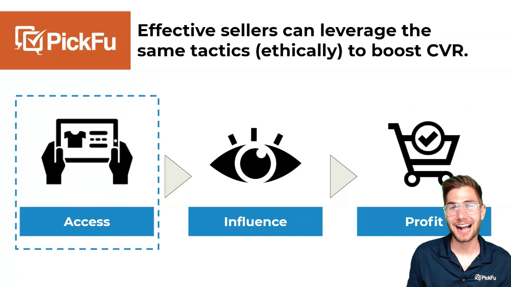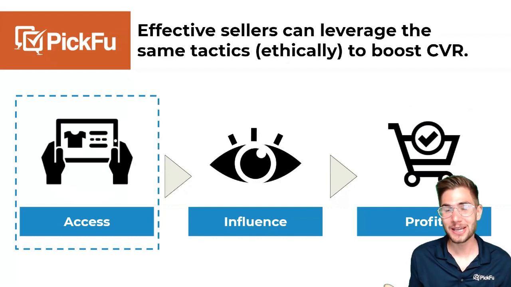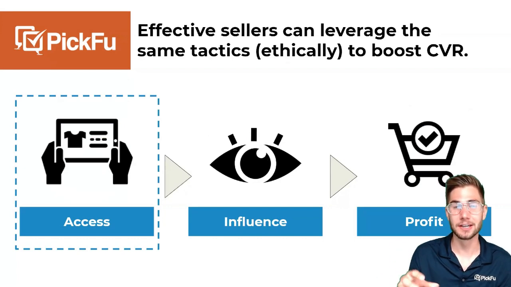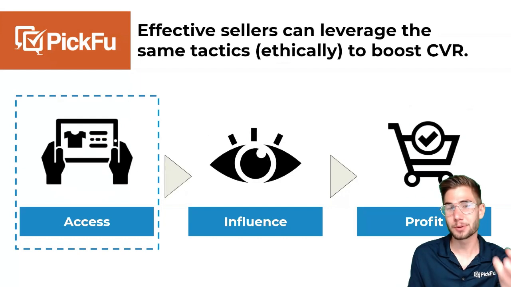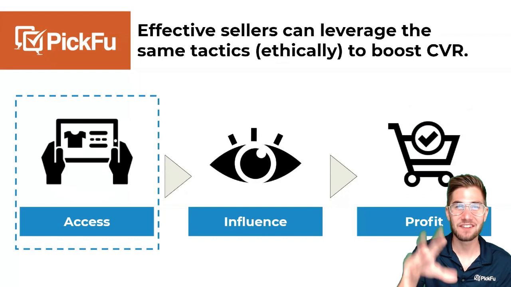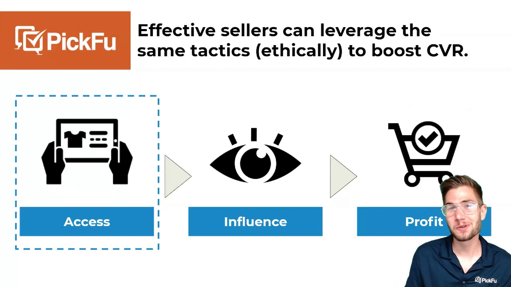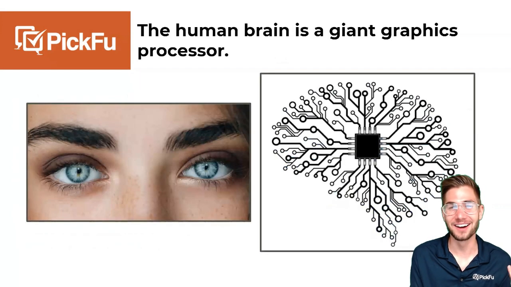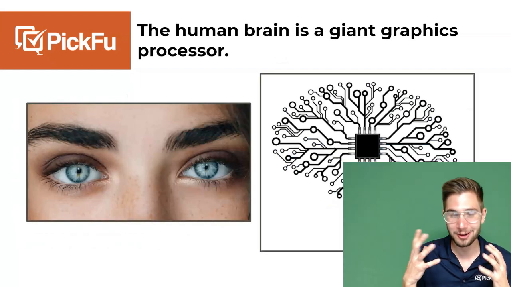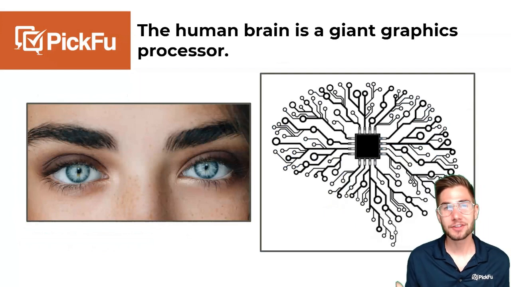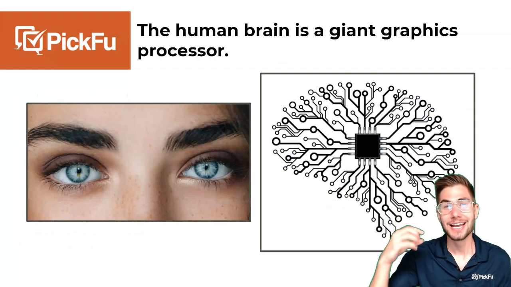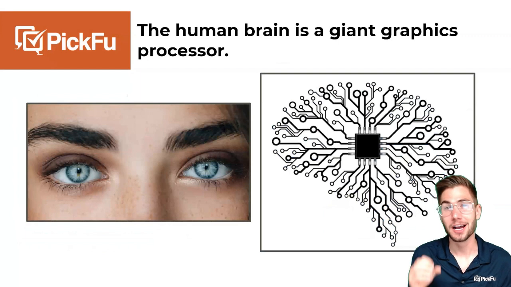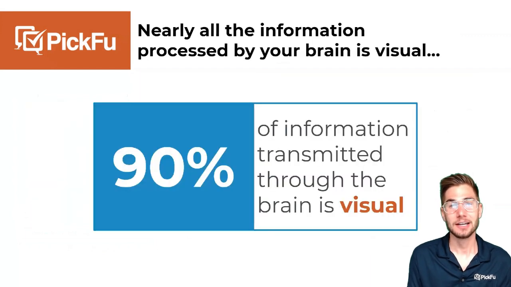Starting first with access. When someone is shopping on your listing, looking for a product, and they see your product from that first page of search results, you actually already have access to the most powerful computer in the world, and that's the human brain. Now you might be rolling your eyes and thinking, okay, Anthony, what the heck are you talking about? I want to make a really important distinction here. What you have to understand about how the human brain works is that it is literally a giant graphics processor.